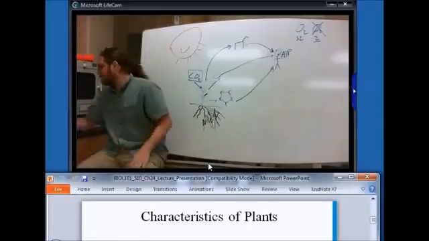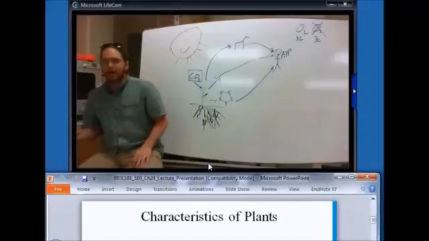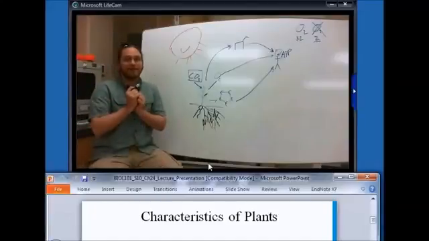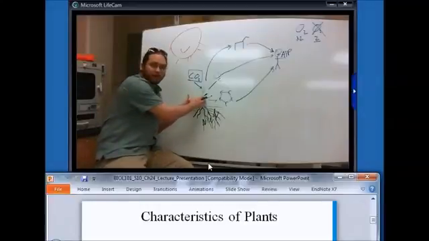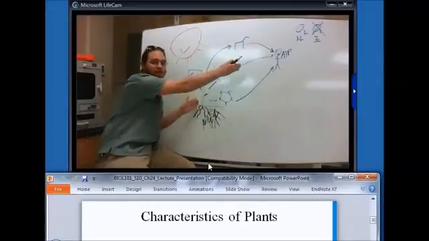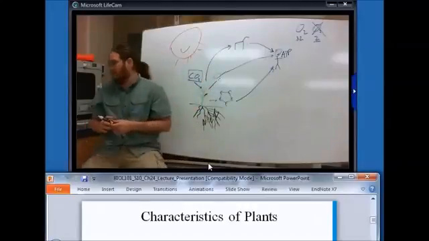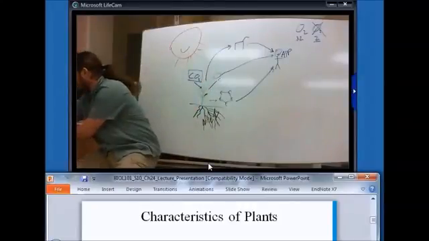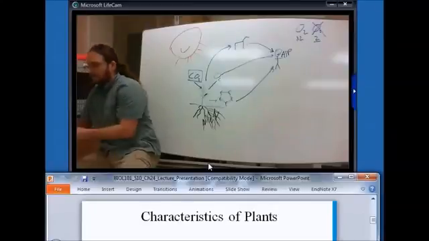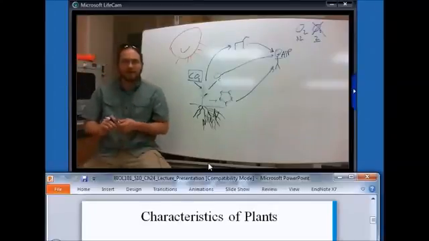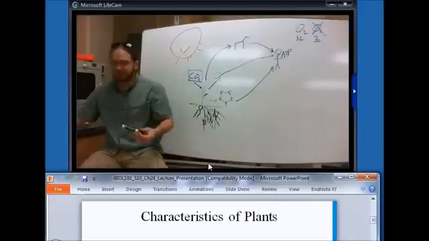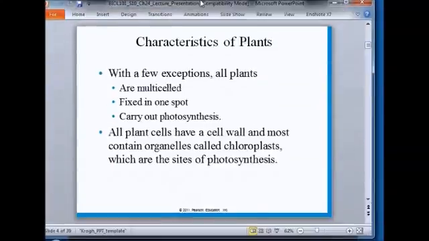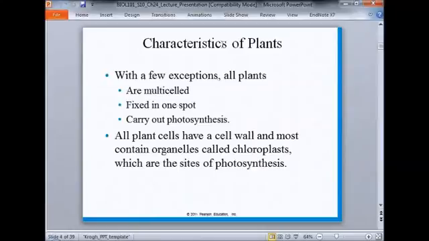How do plant populations move around? Well, plant populations move around by dispersing things like seeds. This individual plant won't go from one place to another, but its offspring can through seed dispersal. So, some interesting things about plants there. Let's move on to here in the presentation.